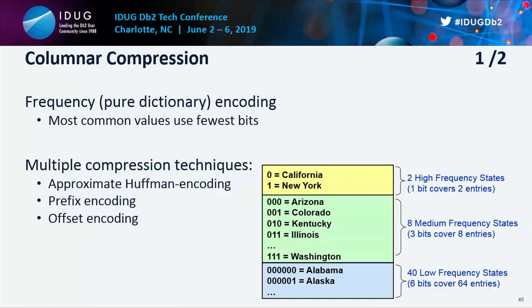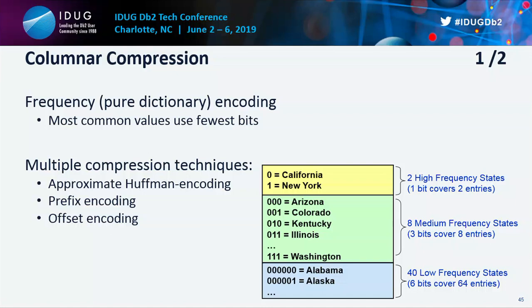So what type of compression do we do? The first one we do is what we call frequency or pure dictionary encoding. And this is any value that's repeated. You basically encode it with fewer bits. And one of the key things with BLU is within the same column, we can have some things encoded by 1 bit, some things encoded in this case by 3, and in this case some things by 6, right? And this means California and New York have, and I'm going to quiz you, what percentage of the total US population?